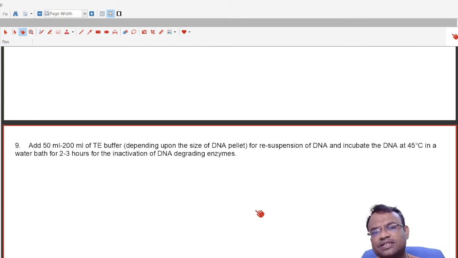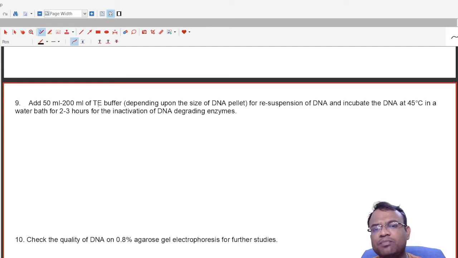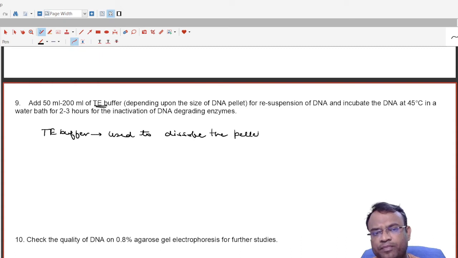Now what is the next step? Now you can add your TE buffer, because TE buffer is used to dissolve the pellet. So what does TE mean? Tris and EDTA. I have already told you what is the purpose of EDTA.